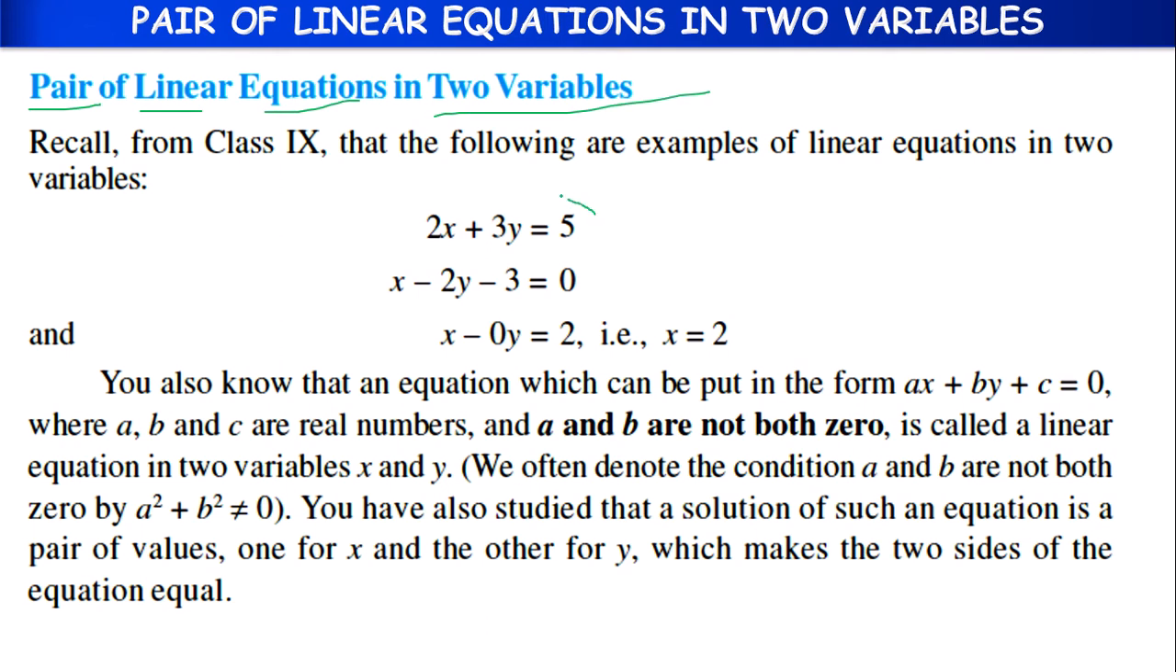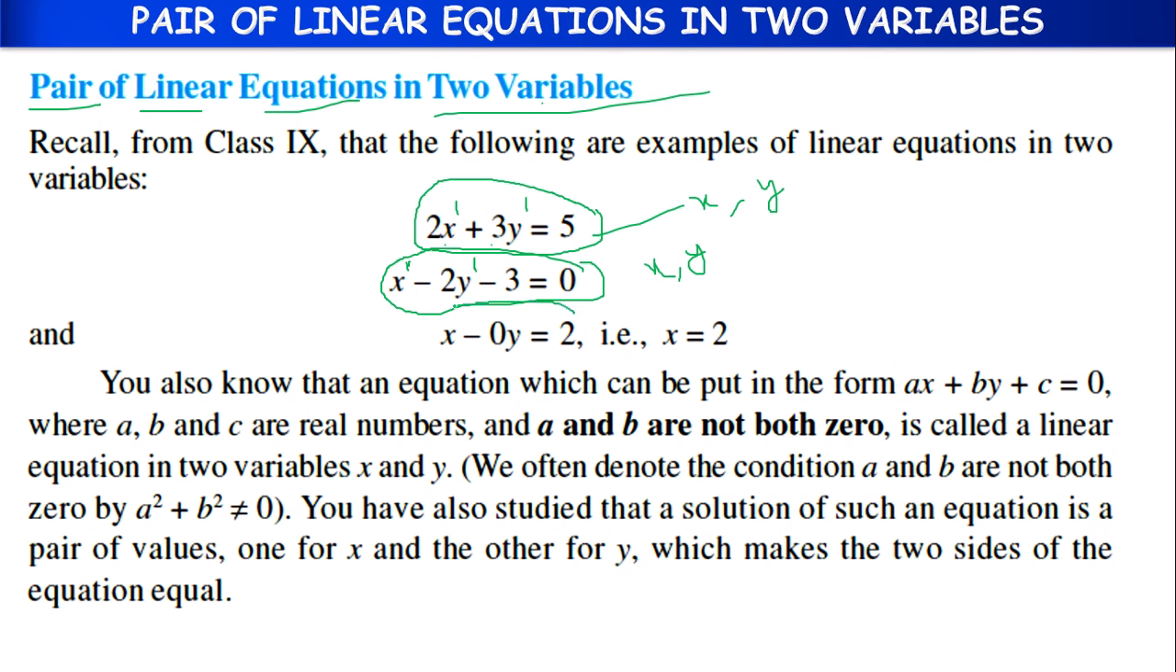If we have an equation like 2x plus 3y equal to 5, here we have variable x and variable y. So this equation has two variables and the highest power of the variables is 1. So it's a linear equation in two variables. This one also, x minus 2y minus 3, we have variables x and y. The highest power is 1. So it is also an example of a linear equation in two variables.